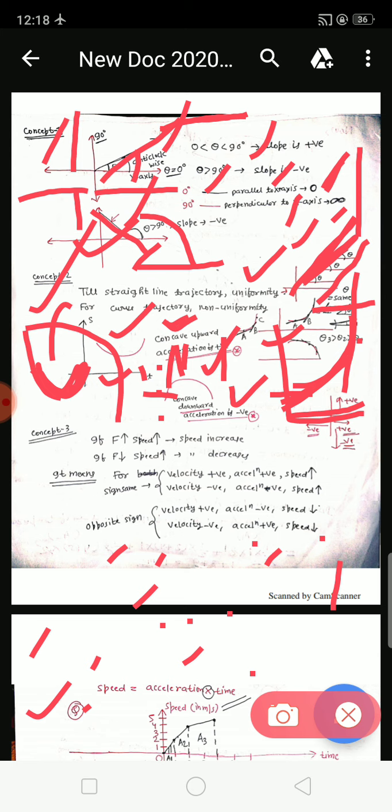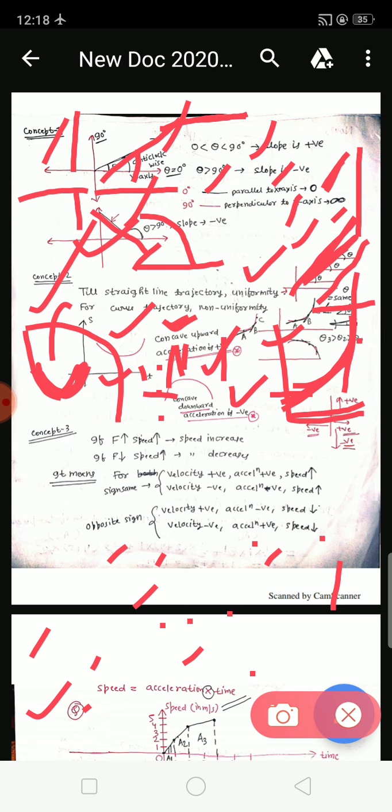Concept number 2 is clear. Concept number 1 is clear. If it's not clear, watch the video again, because I can't revise concept 1 again. Concept 2 I can revise once again. If it is a straight line trajectory, uniformity. If it is a curved trajectory, non-uniformity. If it is concave upward, acceleration is positive. If it is concave downward, acceleration is negative. If it is a displacement time graph and there is a curved trajectory, to find the slope, you will draw a line perpendicular to that curve, and it will make some angle with respect to the positive direction of the x-axis.